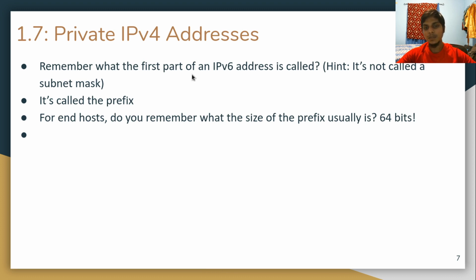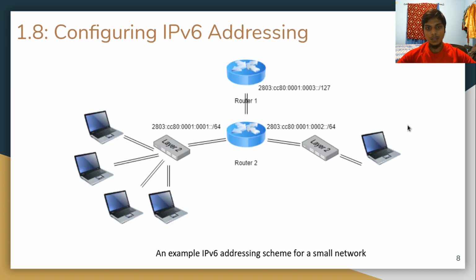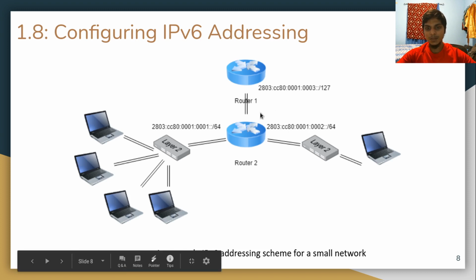Now remember what the first part of an IPv6 address is called. It's not called a subnet mask as in IPv4. It's called the prefix, or the prefix length if you're given the number of bits. So for end hosts, do you remember what the size of the prefix usually is? It's always, well, most of the time, 64 bits. So this was the example I gave.